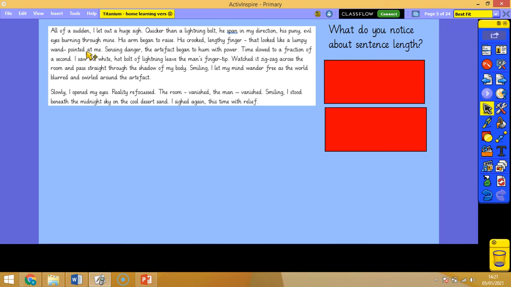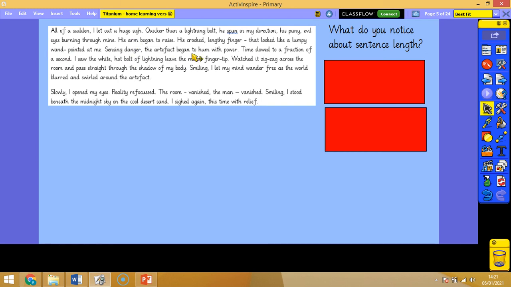So this time the sentence length has gone, they're quite quick sentences, aren't they? They're quite short, they're quite simple. And this builds the pace that something menacing is about to happen. You can see here that I'm going to guess that this is the wizard who's seen him and has pointed his finger that looked like a lumpy wand. Now that's quite an interesting use of language to describe the man who may be a wizard.